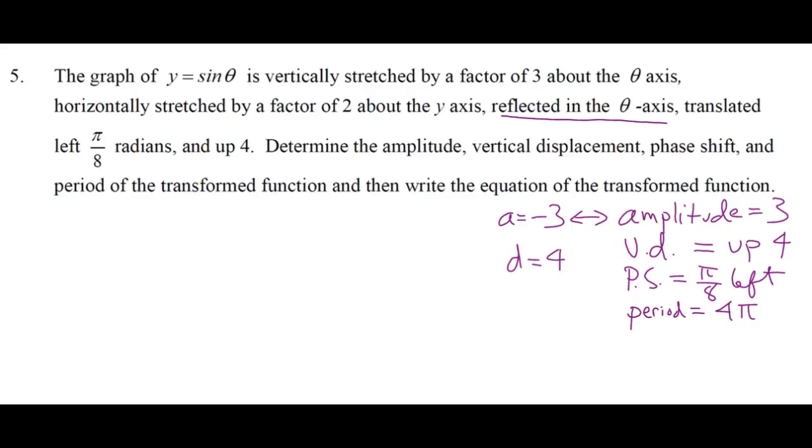Phase shift. What's C? Going left, I'm going to have to get theta plus, so this is going to have to be negative pi over 8. Right? Remember, the transformed form is always theta minus. So it's got to be theta minus negative pi over 8 to become plus. And what's the B value? 1/2.